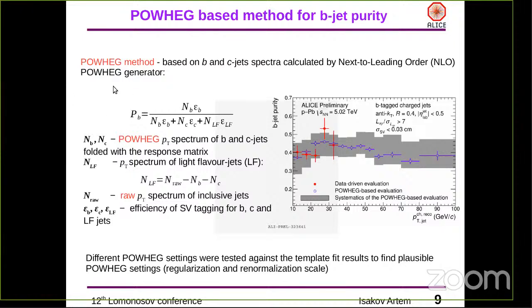As a result of this method, we have a set of different POWHEG results, which differ by regularization and renormalization scale. In order to select suitable POWHEG settings, POWHEG results were tested against the template fit results by chi-square criteria. One can see on this figure a comparison between POWHEG-based evaluation, shown by blue points, and red dots, the data-driven evaluation. Both spectra are shown in a default SV cut.